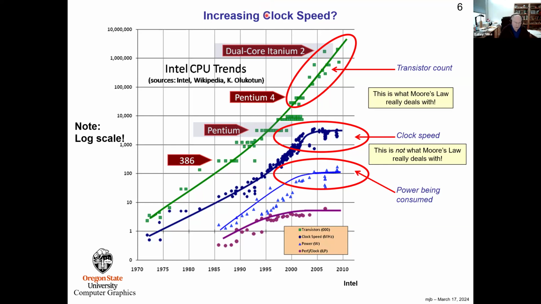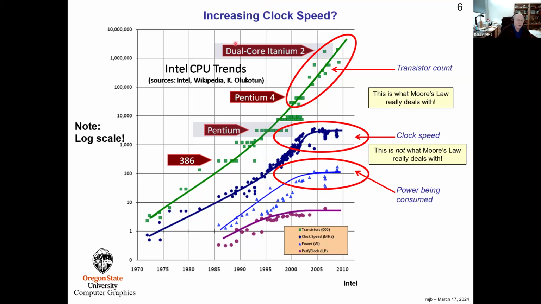And that's not what Moore said. But the problem is it was true for a while because every time you made the transistors closer together, you could make the clock faster because the electrons had less distance they had to travel.